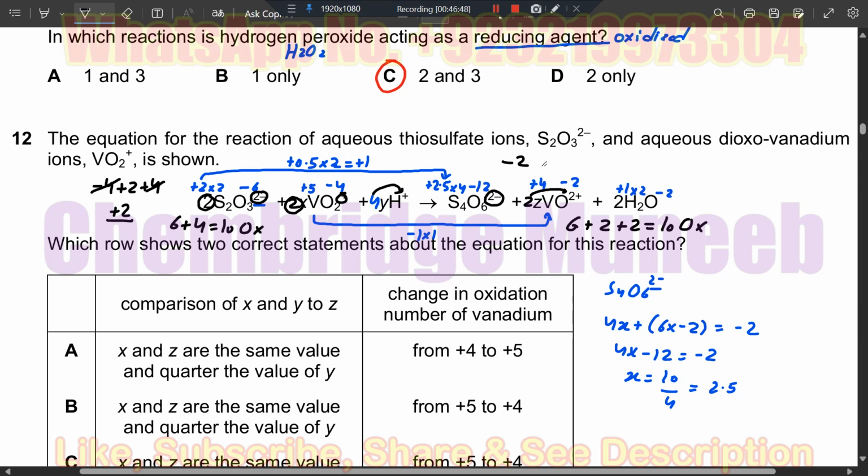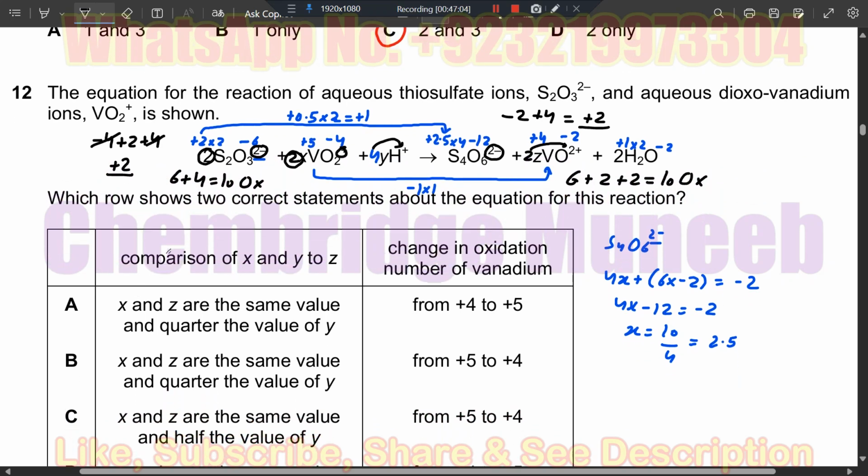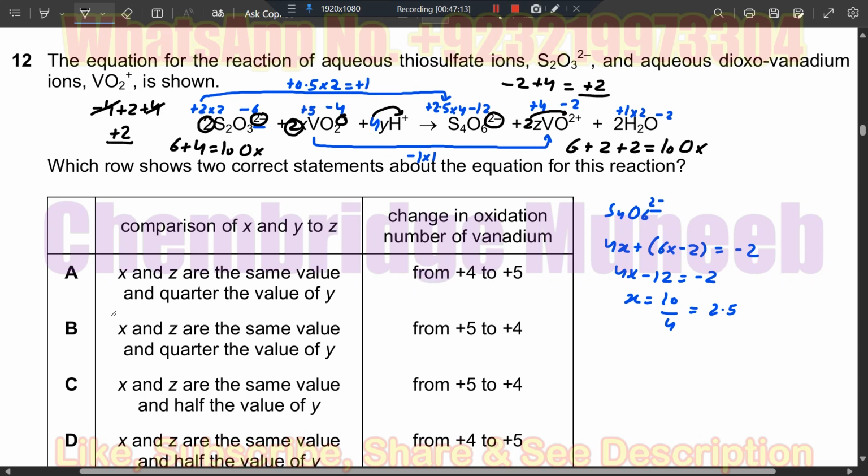2 times 2 plus is plus 4, and then it is neutral, so it gives me plus 2 charge. So plus 2 and plus 2 are the same on both sides, so this is also balanced in terms of the charges. Now we have the equation balanced according to the atoms and then according to the charges. Let's see what they say about the options.